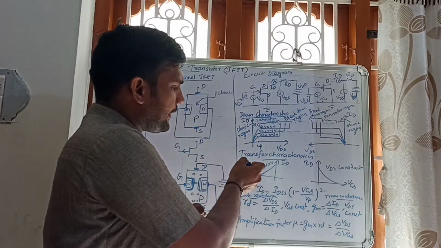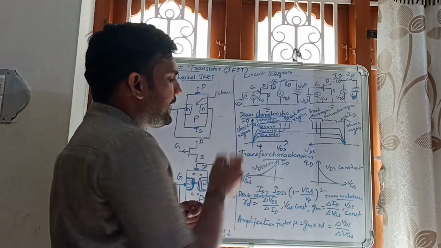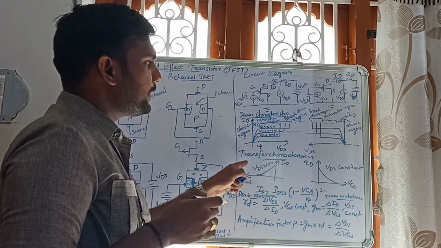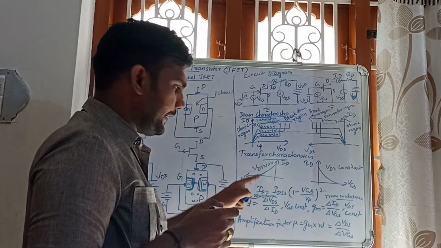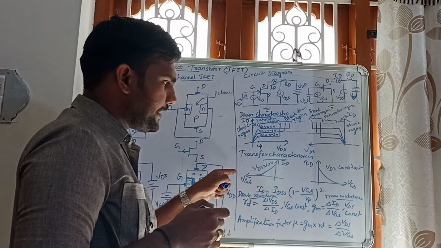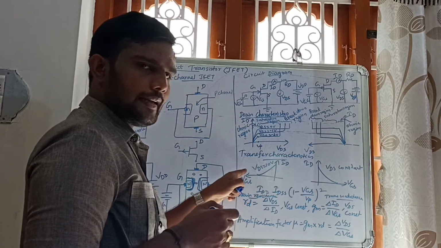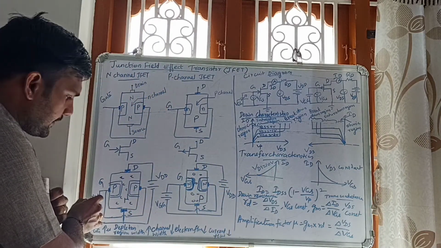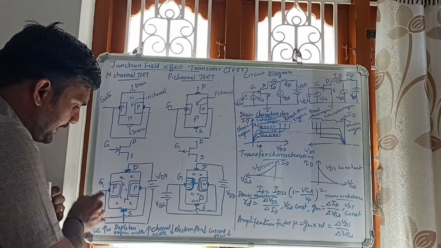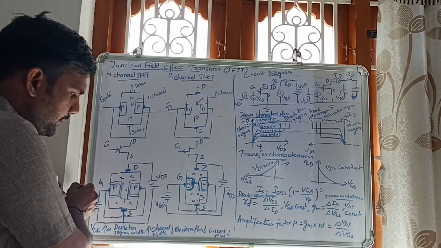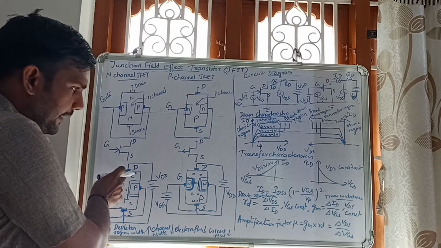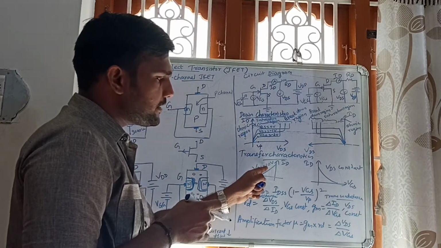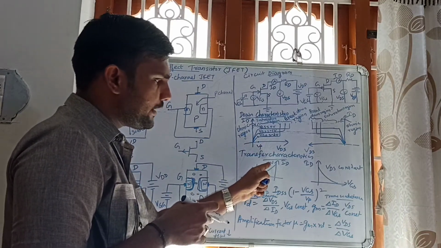Here, transfer characteristics are plotted between VGS and ID. VDS will be constant. So here, in the second quadrant, for the N channel JFET, transfer characteristics are plotted. So if the negative VGS, the voltage between gate and source, is increased, the drain current is decreased, is it not? Here the drain to source voltage is maintained constant. Here 10 volt is maintained.